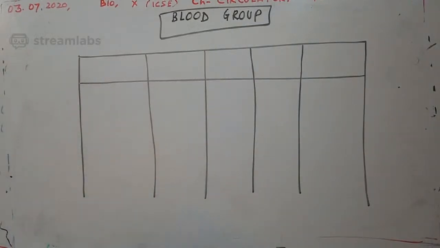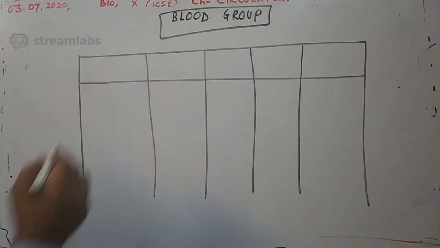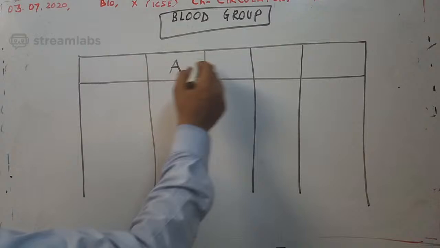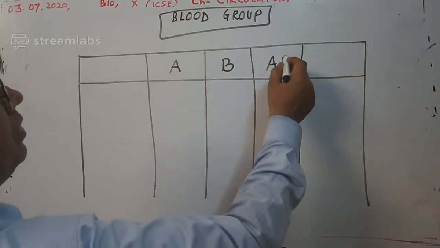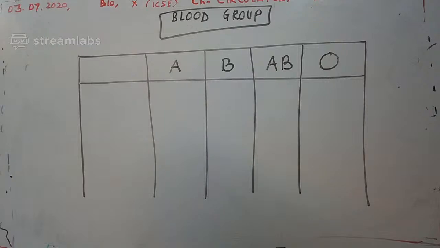If we talk about blood groups, there are four blood groups: A, B, AB, and O. And we have named these blood groups. You know what happened?